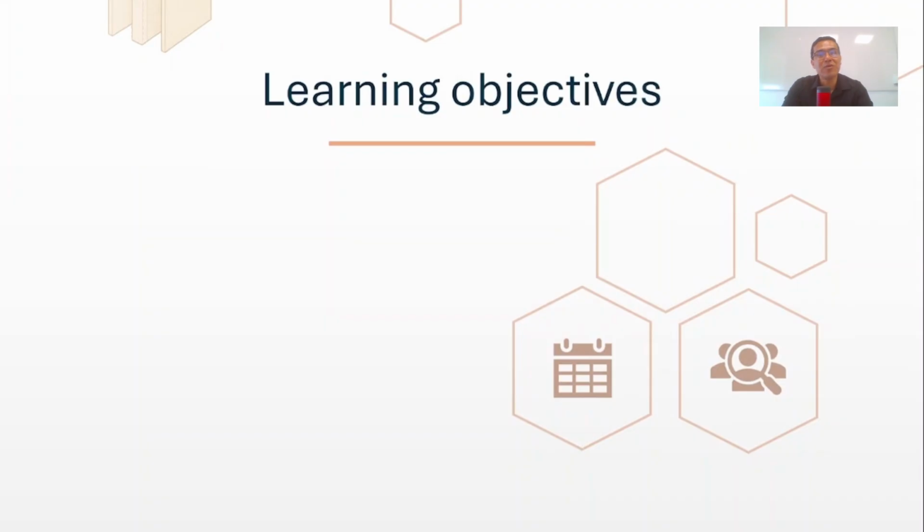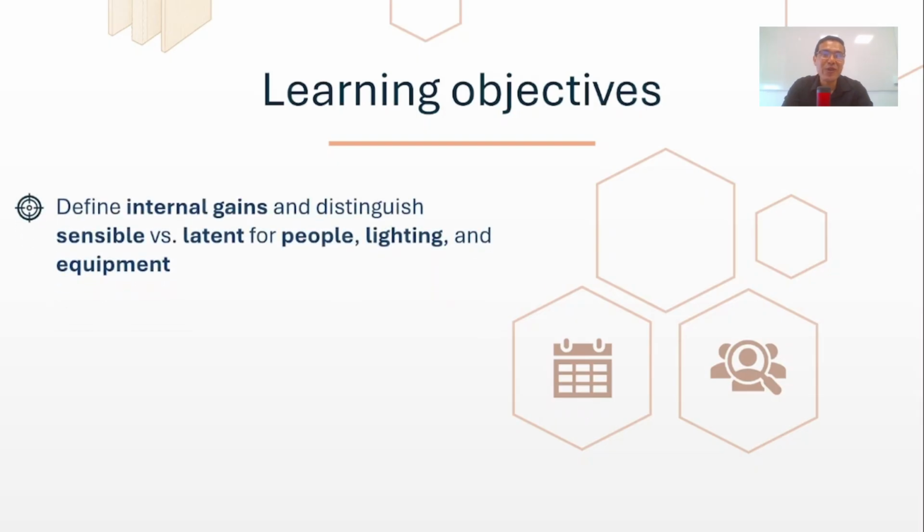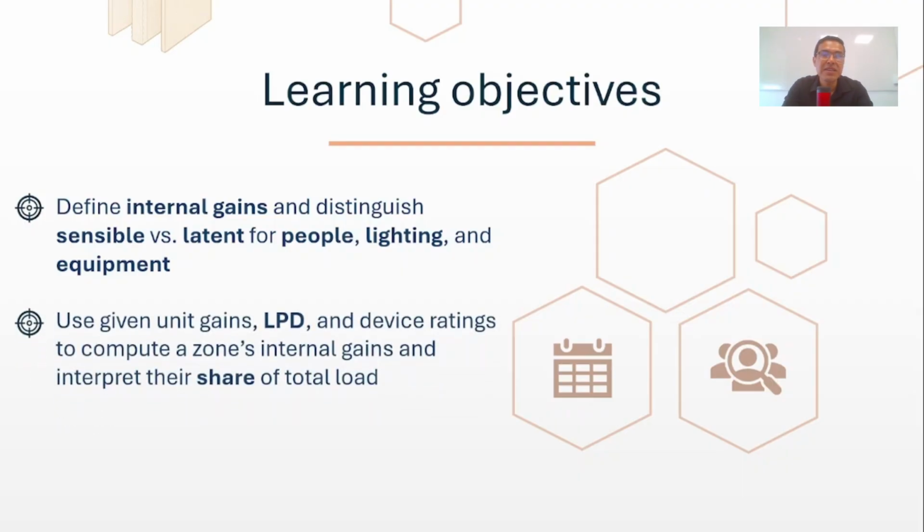Here's what you will be able to do by the end of this video. First, you'll be able to define internal gains, and more importantly, you'll know how to distinguish between the sensible and latent parts for people, lighting, and equipment. Understanding this separation is key because it allows you to accurately model both temperature and moisture effects.